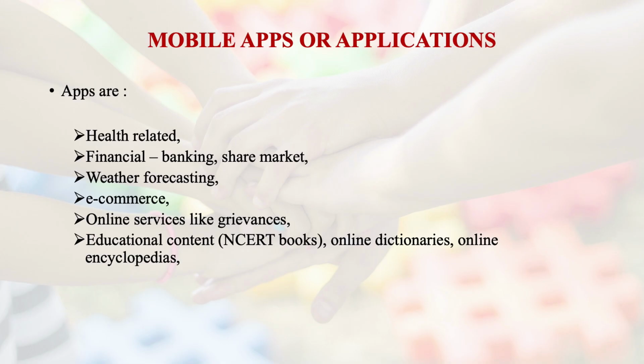Then we have educational content also available. In fact, you will be surprised that NCERT books are available through mobile applications. Even IGNOU books are available through mobile applications. There are online mobile dictionaries, and online encyclopedias which you can refer to from time to time. So you are reading or studying something, and you are writing something, and you are trying to look up the synonyms or antonyms of a particular word. You can easily get those kinds of things at your doorstep. Just use the online dictionary on your mobile phone, right?